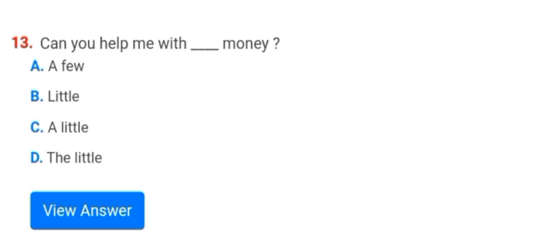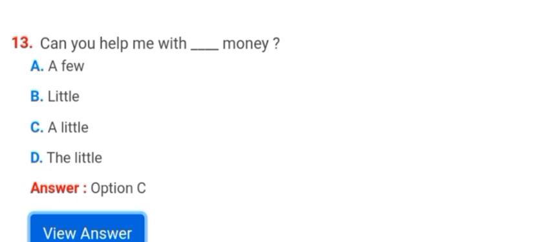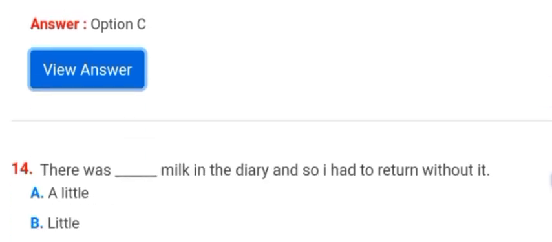Question number 13. Can you help me with this money? A: a few, B: little, C: a little, D: the little. Correct answer: option C, a little. Can you help me with a little money?